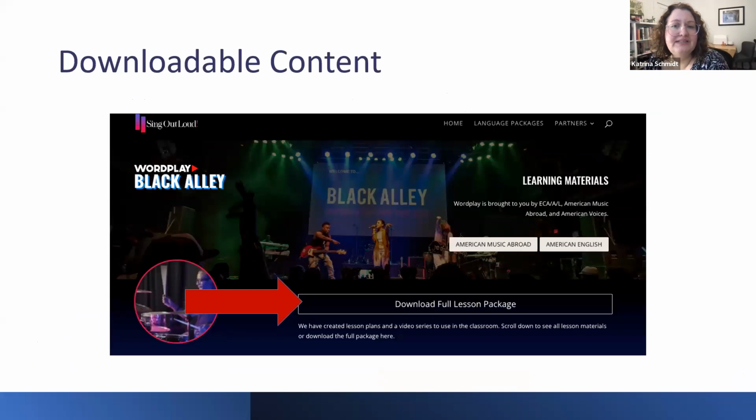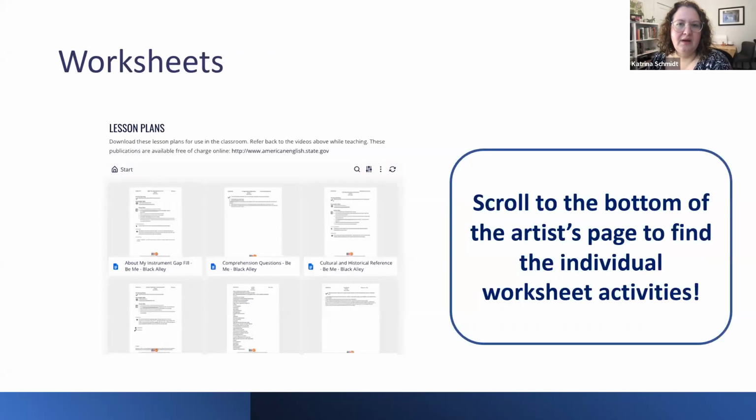So you can see the worksheets here on this site as well. And you have two different options. You can choose to download all of the worksheet materials, as you see here with this arrow, it says download full lesson package. Or you can scroll to the bottom on the artist page. You can find the individual worksheet activities. So maybe you just want to use one of the worksheets. You can do that. Just download one.